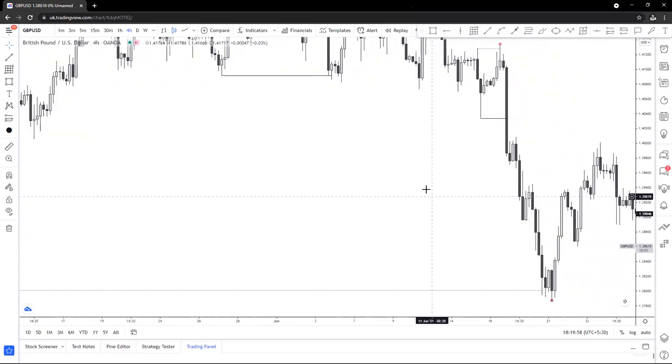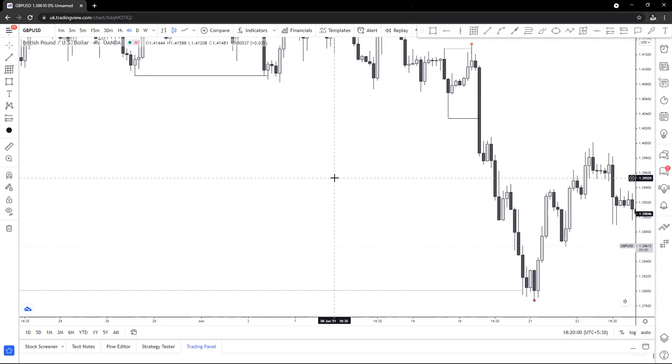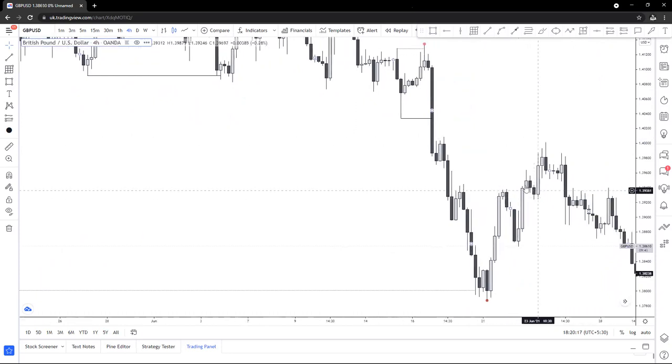Clear order blocks never work unless there is an inducement. There always needs to be an inducement. That's a new thing. That is what happens all the time. If there is inducement, it's high probable.